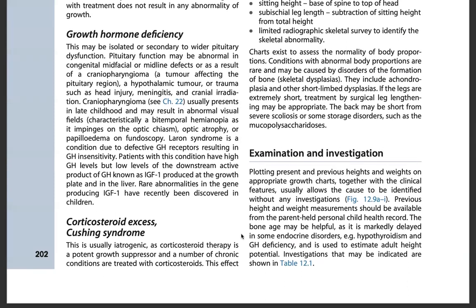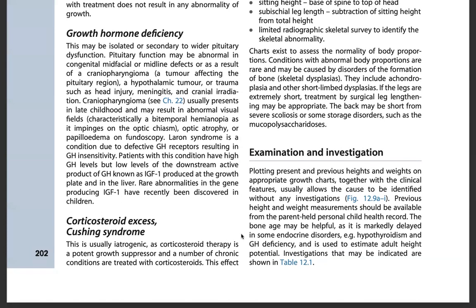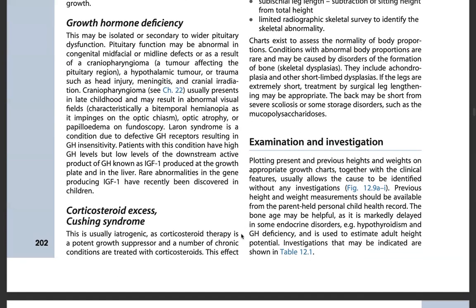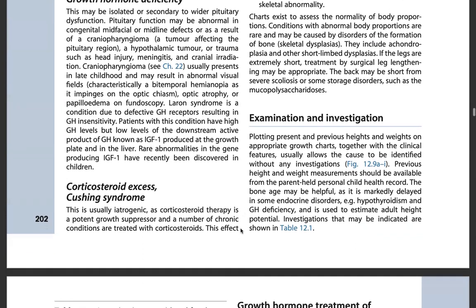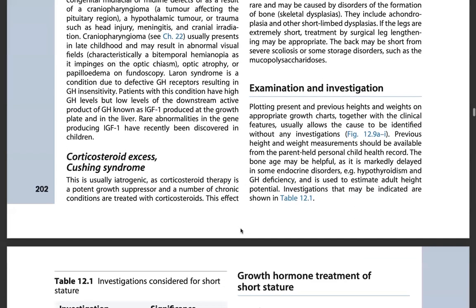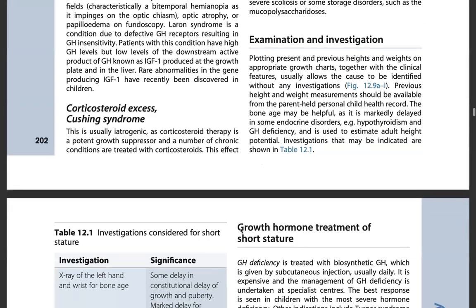Examination and investigation: plotting present and previous heights and weights on appropriate growth charts, together with the clinical features, usually allows the cause to be identified without any investigation. Previous height and weight measurements should be available from the parent-held personal child health record. The bone age may be helpful as it is markedly delayed in some endocrine disorders, for example hypothyroidism or growth hormone deficiency, and is used to estimate adult height potential. Investigations that may be indicated are shown in the table.